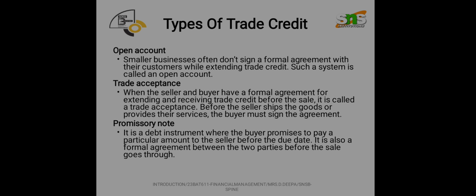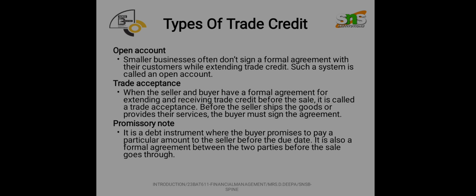And next is trade acceptance. Some formal agreement is made in this type, stating that before the seller ships the goods to the buyer, the buyer must sign the agreement, saying, "Yes, after 60 days or 90 days, on the 90th day I'll make my payment." The buyer has to sign that. So that is how a formal agreement happens in trade acceptance.